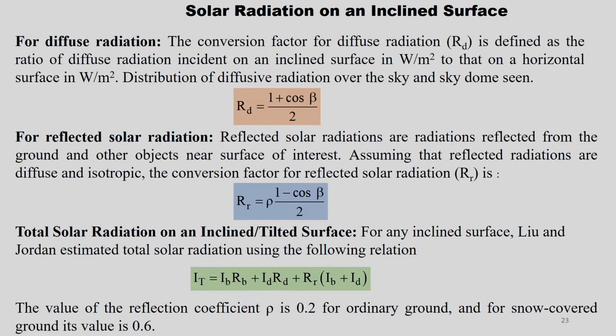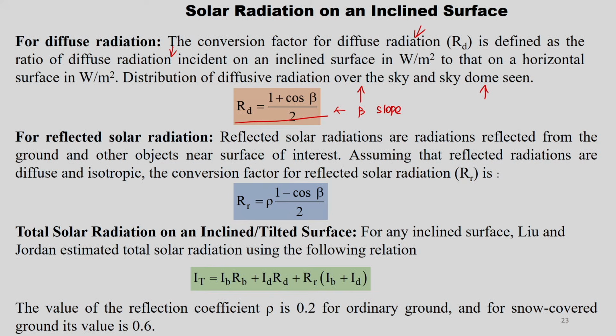And for diffusive radiation, the tilt factor is defined as the diffusive radiation incident on an inclined surface, again in watt per meter square, to that of the horizontal surface, again in watt per meter square. Usually this is based on the distribution of diffusive radiation over the sky and the sky dome seen from the tilted surface. So, this is defined as RD is 1 plus cos beta upon 2. So, beta here is the slope.